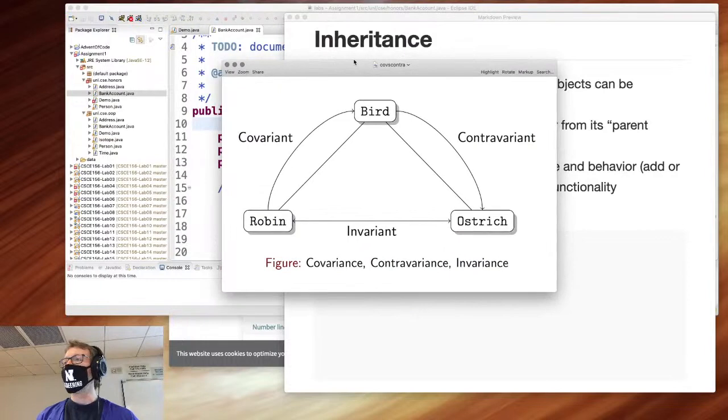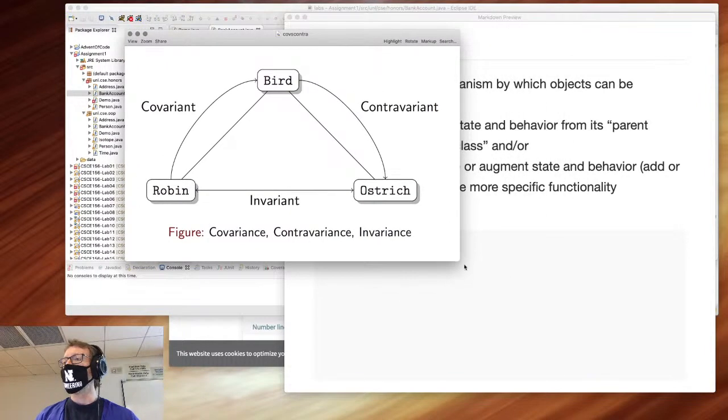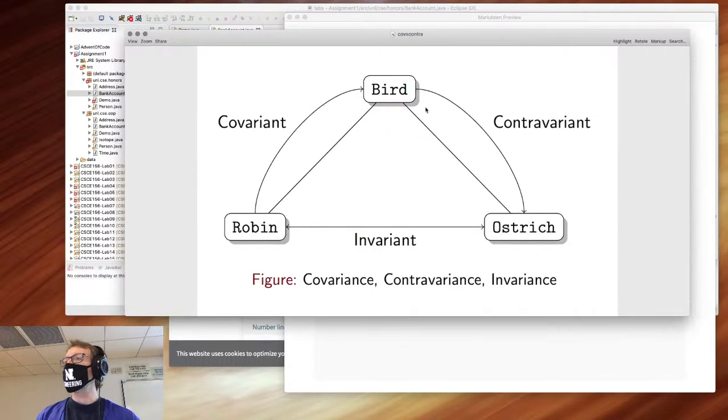Ignore the covariant, contravariant keywords for now. But basically, this is a kind of a toy example, but you've got a bird up here. A bird is a very generic, abstract notion, right? When I say bird, what comes to mind? Well, any number of dozens of birds that you might be out there. A robin, however, is a specific kind of bird. An ostrich is a specific kind of bird. But they both have feathers, right? They both lay eggs. They have some commonalities that all birds have.